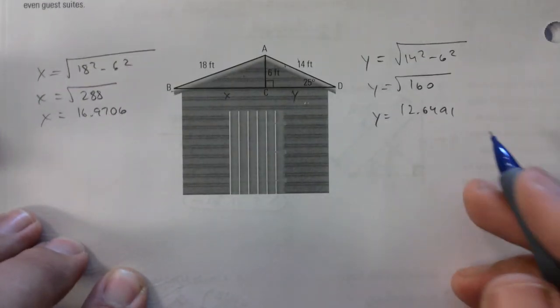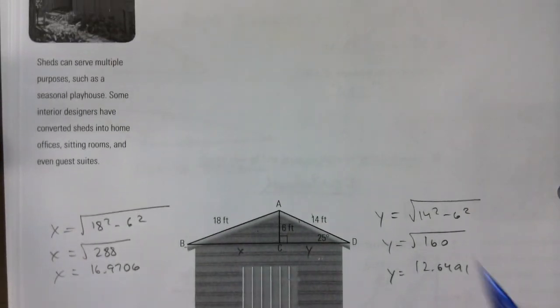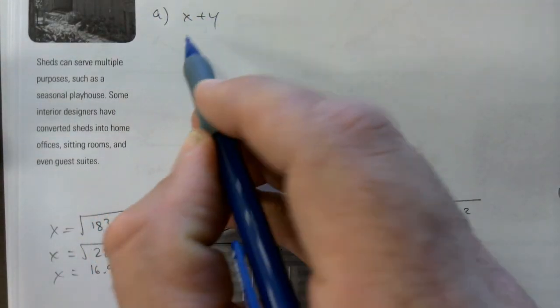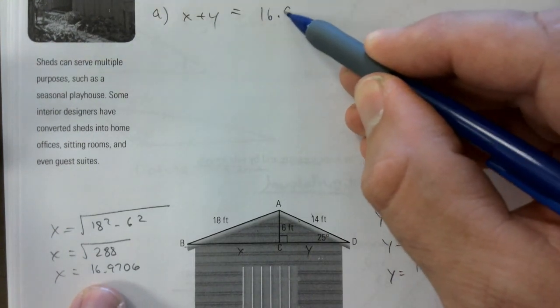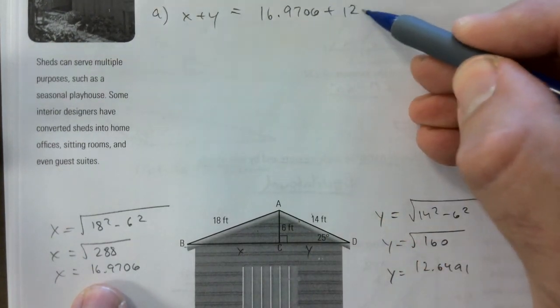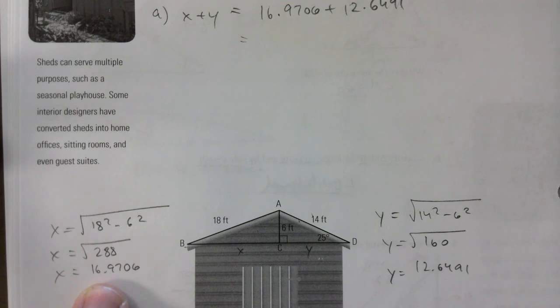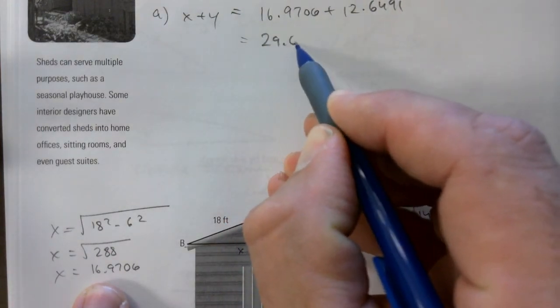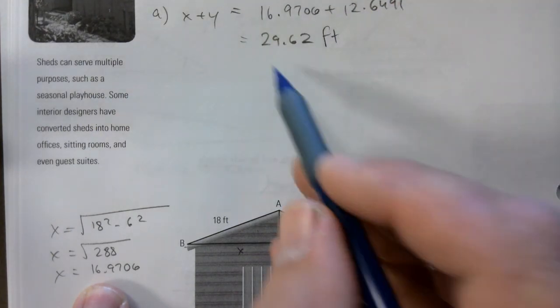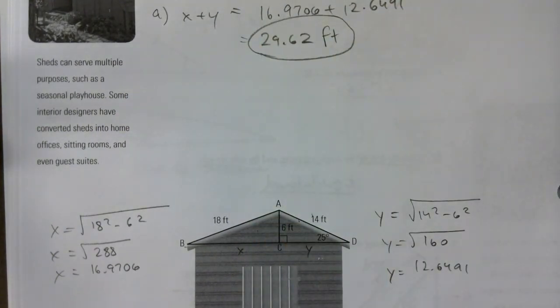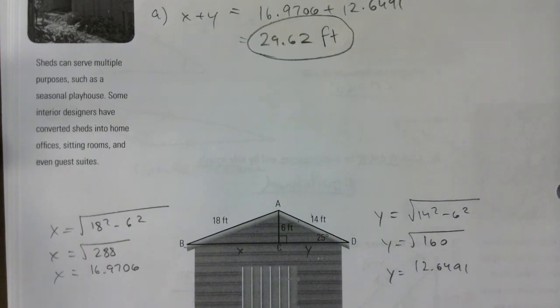So to answer A, I'm going to go way up here. To answer A, I'm just going to go x plus y, which is 16.9706 plus 12.6491. And that is 29.62. And we are in feet. Okay, so this answers question A. So that one, I mean, multiple steps, but it should have been easier to answer. B, classifying.